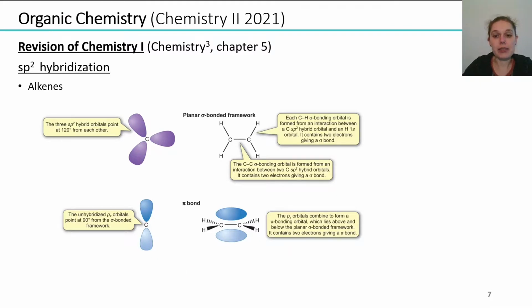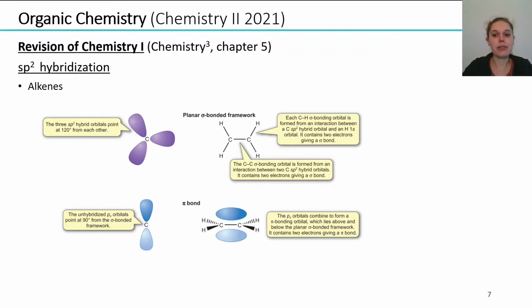And the sigma bond is then formed between two sp2 hybridized carbon atoms, and the sigma bond contains two electrons. Then we have two remaining sp2 hybrid orbitals on each of the carbon atoms, which interact with hydrogen s orbitals to give sigma hydrogen bonds, and each of the sigma carbon-hydrogen bonds contains two electrons. And then we still have the pz orbital, one on each carbon atom.